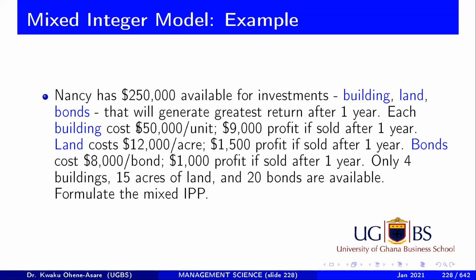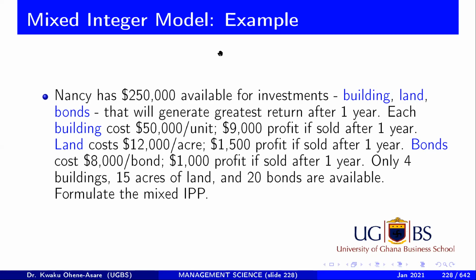So that's going to be amount invested. Amount invested in building, amount invested in land, amount invested in bonds. Or you can say building investment, land investment, bond investment, or buildings bought, lands bought, and then bonds bought. That would be your decision variables.